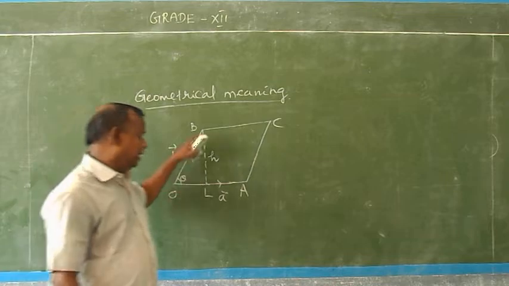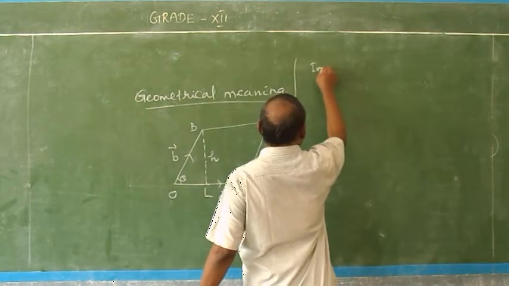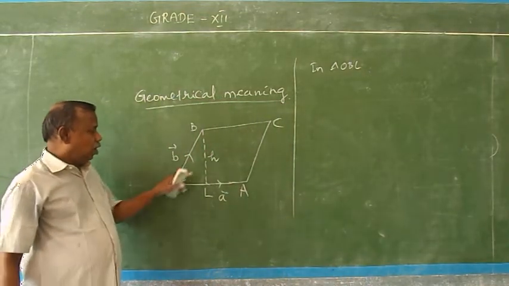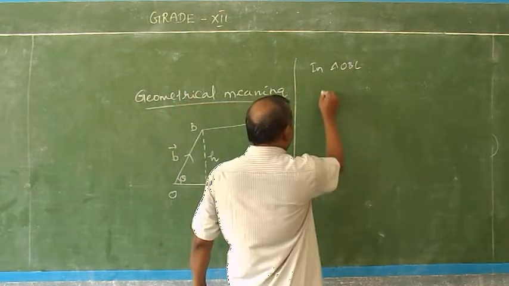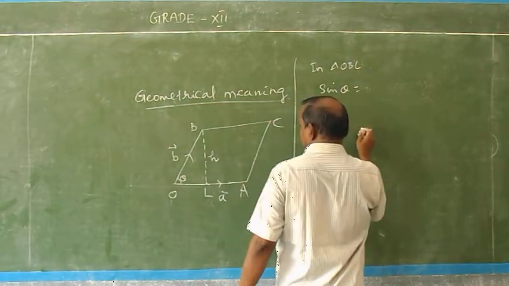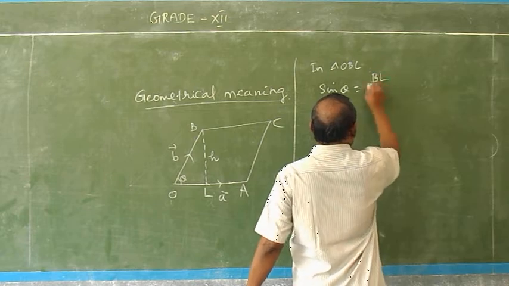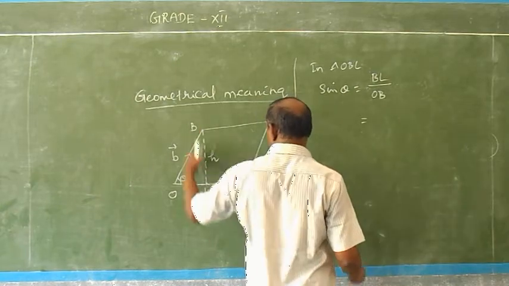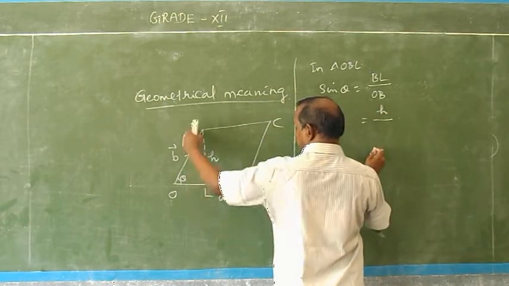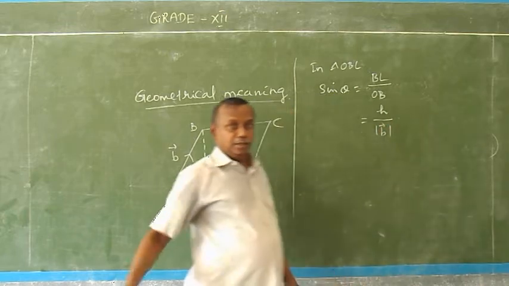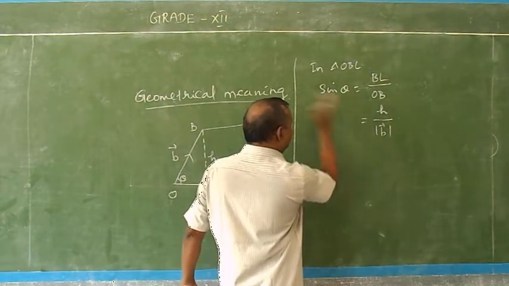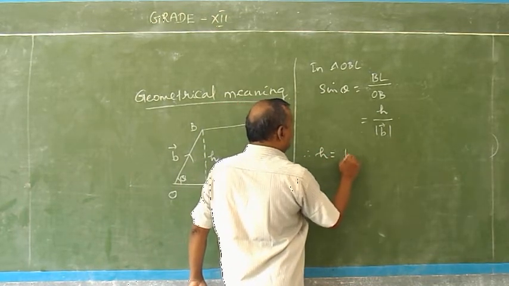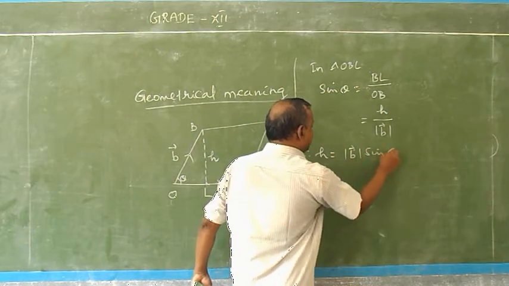Now in triangle OBL, sin theta is equal to opposite side by hypotenuse. Sin theta equals opposite side, that is BL, divided by hypotenuse OB. Now sin theta equals BL, which means h, and OB equals modulus of B vector. Therefore, h equals modulus of B vector into sin theta.